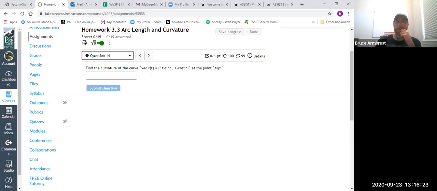Okay, so find the curvature of R equals t minus sine t, 1 minus cosine t. All right, so that's easy enough. I'm just writing it down so I can reference it.